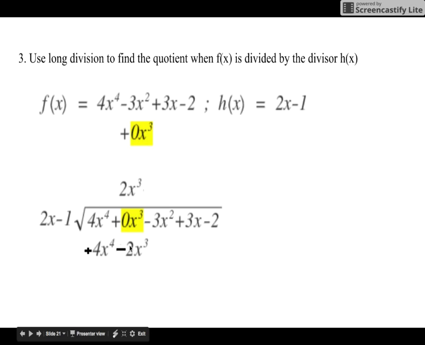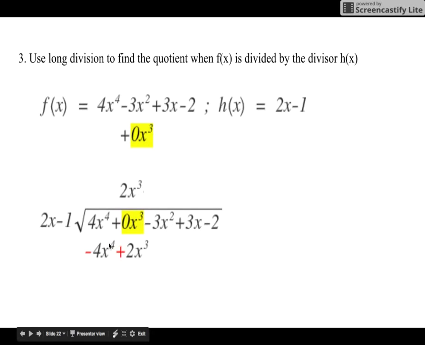Now again, the rules of long division, we have to change these signs. So this will become -4x to the fourth plus 2x cubed. Now, because these two cancel out, and 0x to the third plus 2x to the third is 2x to the third, we're then going to bring this number down just like we do in regular division. So now we're going to ask ourselves, what times 2x equals 2x to the third? Well, that is x squared.